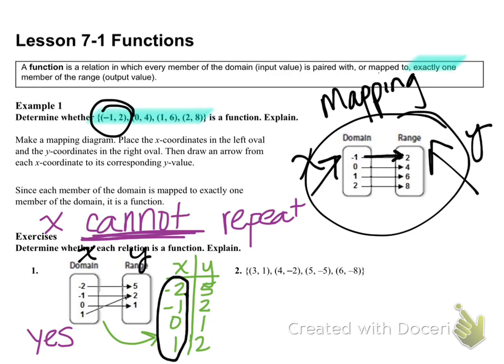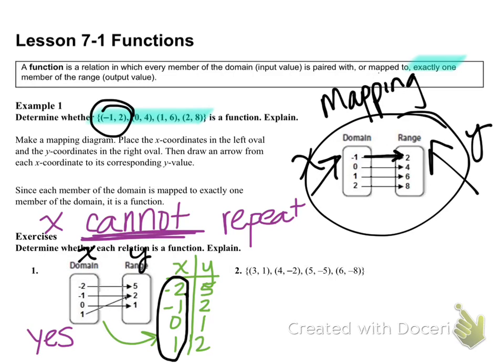A question that you might ask yourself is not whether every single x repeats, because then you say, no, it doesn't repeat, no, it's not a function. You kind of tie those together. Instead ask: is every single x different? Yes, every single x is different, so yes, it's a function. Maybe that's how you have to train your mind.